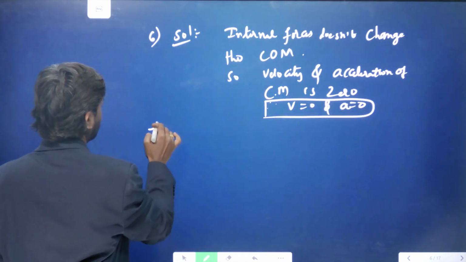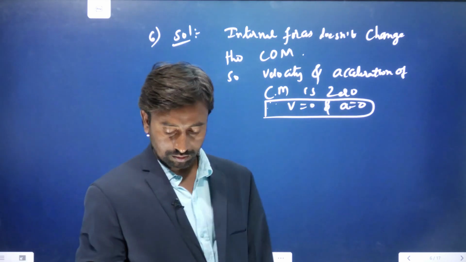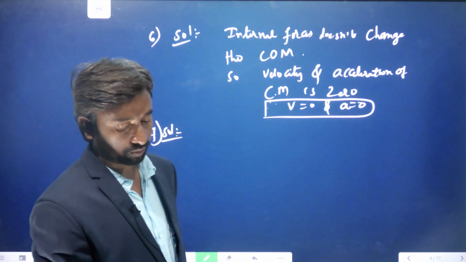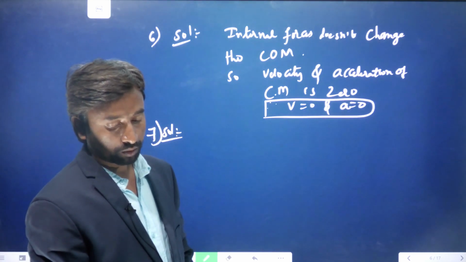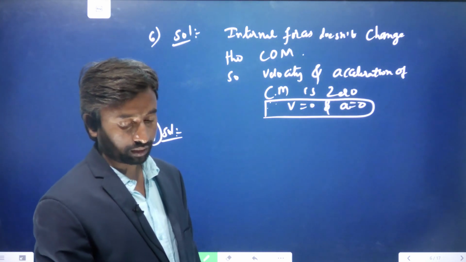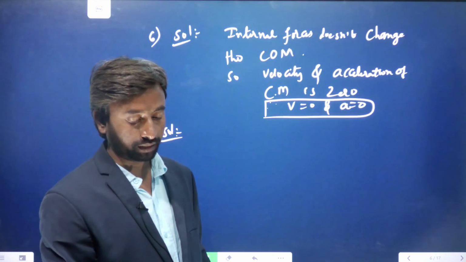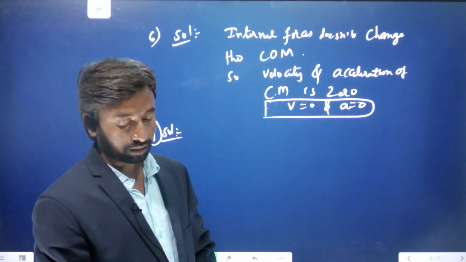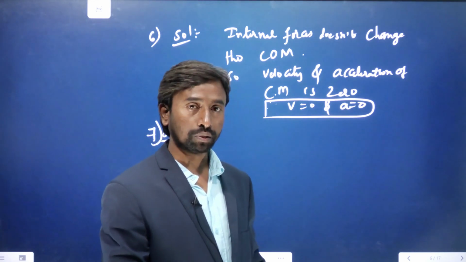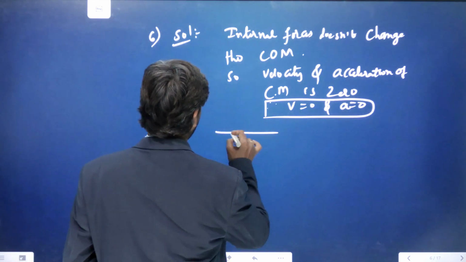Okay, now the seventh one. Two blocks of masses 2 kg and 1 kg respectively are tied to the ends of a string which passes over a light frictionless pulley. The masses are held at rest at the same horizontal level and then released. The distance traversed by the center of mass in 2 seconds is? Here the diagram is given like this.